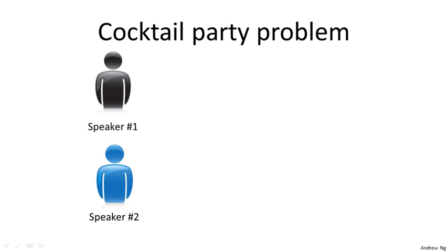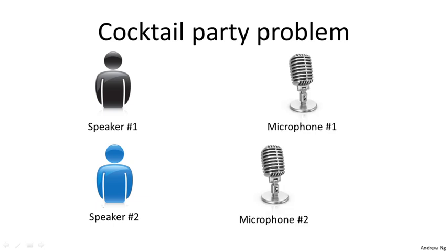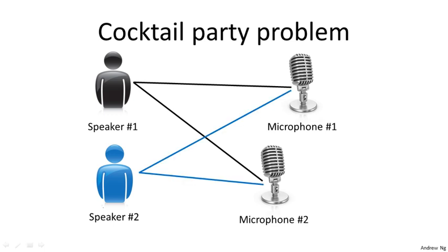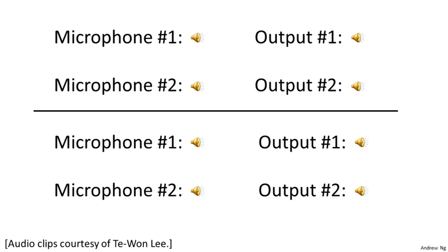Because these microphones are at 2 different distances from the speakers, each microphone records a different combination of these 2 speakers' voices. Maybe speaker 1 is a little louder in microphone 1, and maybe speaker 2 is a little bit louder in microphone 2 because the 2 microphones are at different positions relative to the 2 speakers. But each microphone records an overlapping combination of both speakers' voices. So here's an actual recording of 2 speakers recorded by a researcher. Let me play for you what the first microphone sounds like.